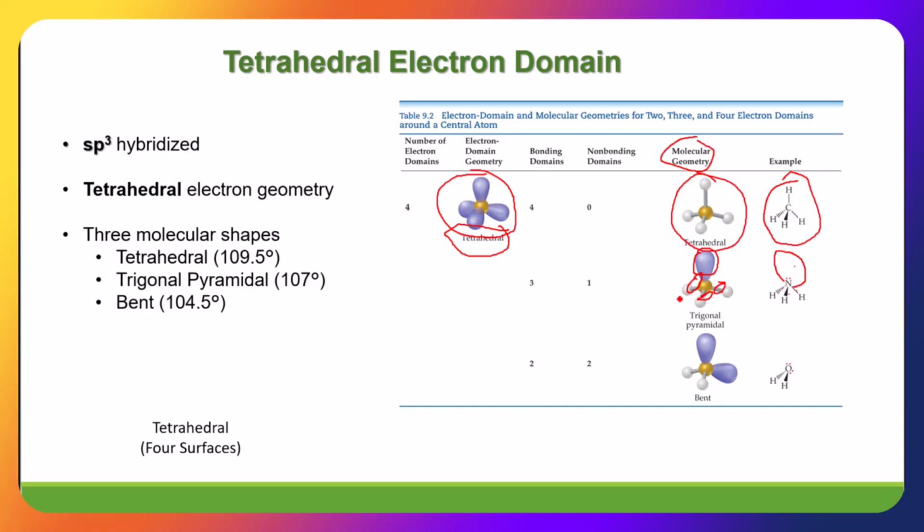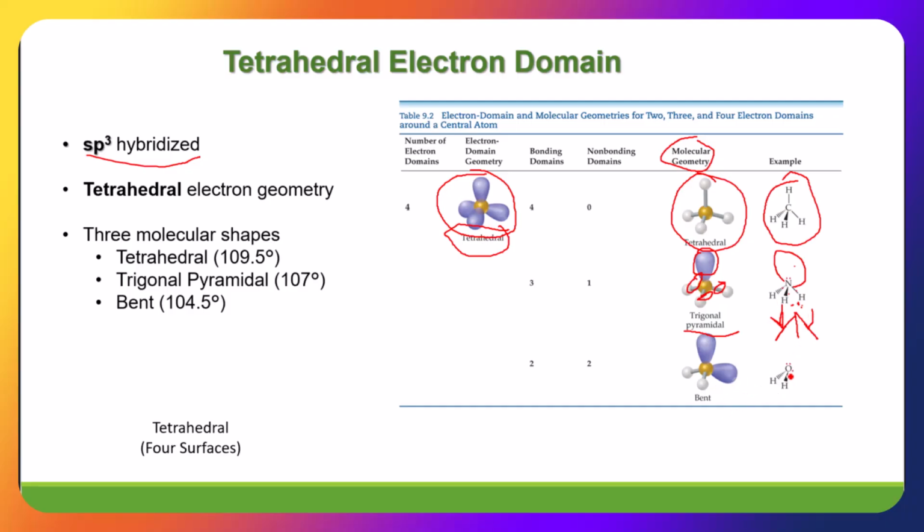That gives me tetrahedral electron geometry, but trigonal pyramidal molecular geometry. It kind of looks like a 3-sided pyramid because you've got that non-bonding pair of electrons sitting up there, taking up some space, pushing down on these bonding electrons. It's still sp3 hybridized because it's dependent on the electron geometry, not the molecular geometry.